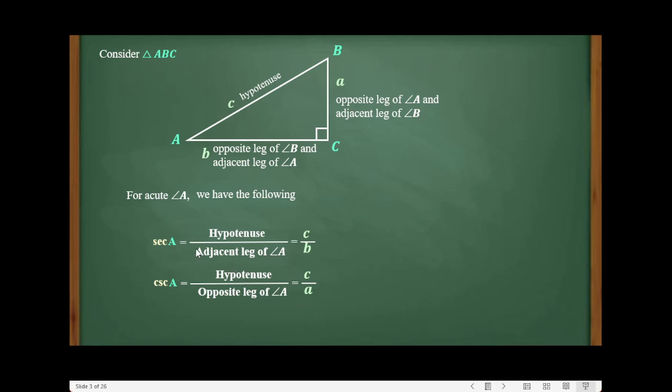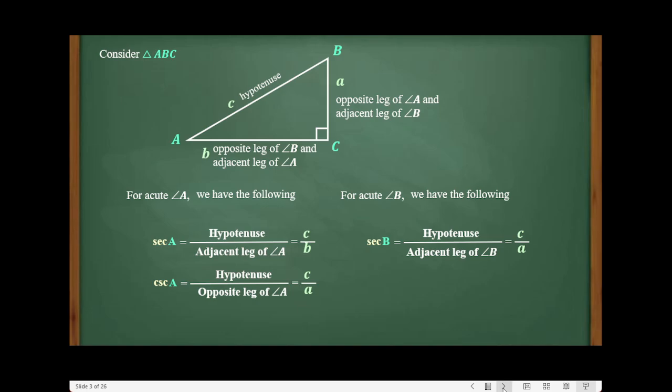Now, these are the definitions of the secant and cosecant of angle A, since we are referring to this angle. And for the other acute angle B, of course, it has its own secant and cosecant trigonometric ratio. Now, for secant of B, we follow the same definition, which is the ratio of the hypotenuse to the adjacent leg of angle B. Mathematically speaking, that is c divided by a.